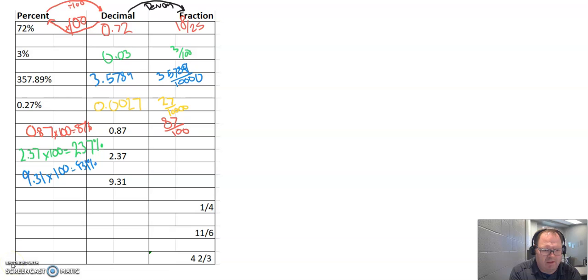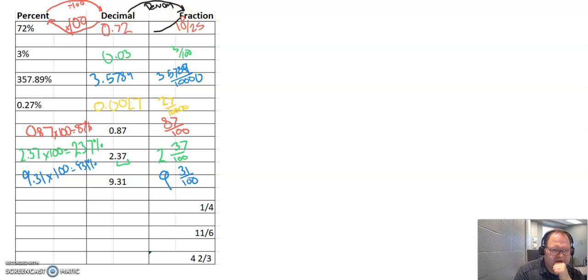And remember, I'm only concerned with how many decimal places there are. So there's 2 wholes, and there's 2 decimal places, so it has to be over a denominator of 100. So it's 37 over 100. And finally, 9.31, you have 2 decimal places, so it's 9 and 31 over 100.